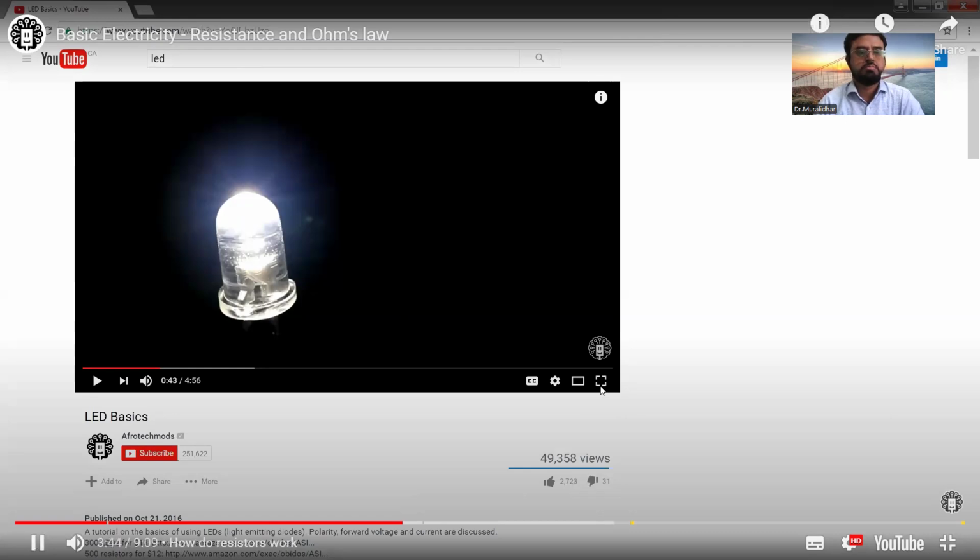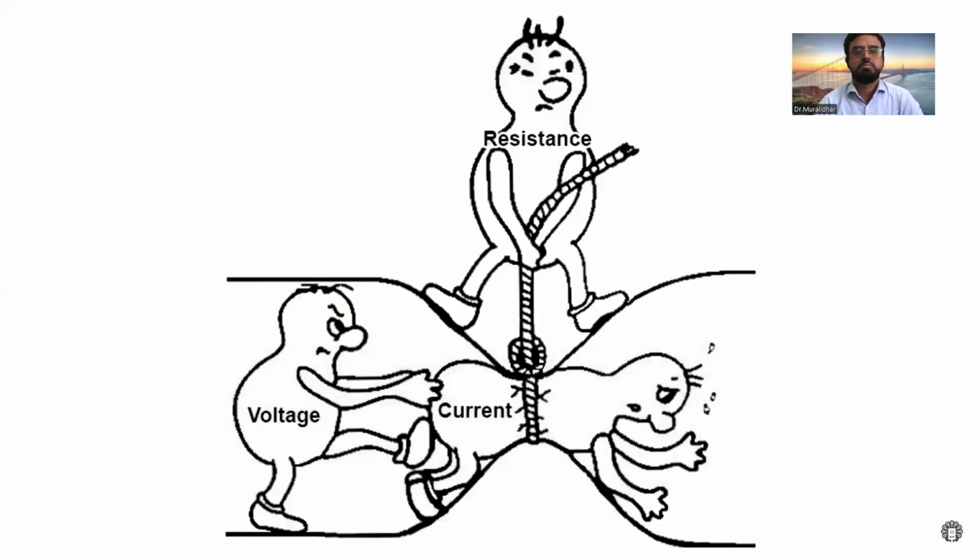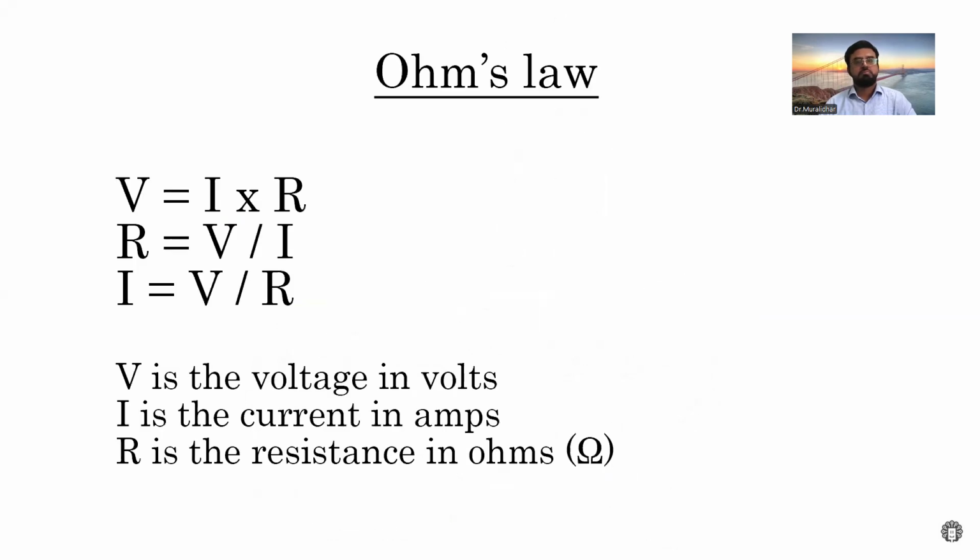In order to do the math for this circuit, you need to know about the mathematical relationship between voltage, current, and resistance. Here's an old comic that I've always liked that illustrates this relationship on an intuitive level. More formally, we use this equation, Ohm's law. In textbooks, you usually see it written as V equals I times R, or voltage equals current times resistance.